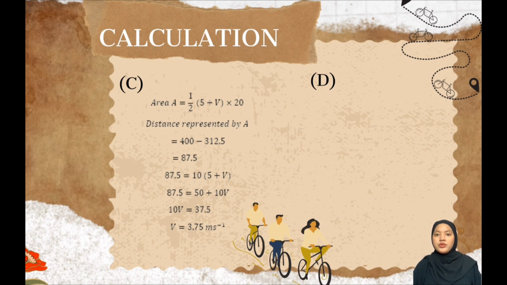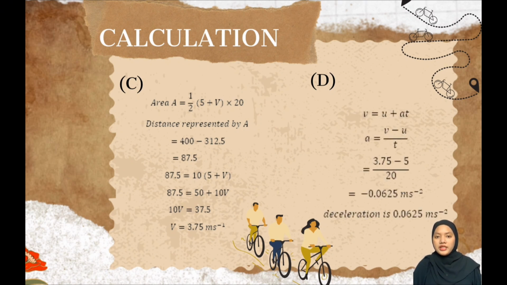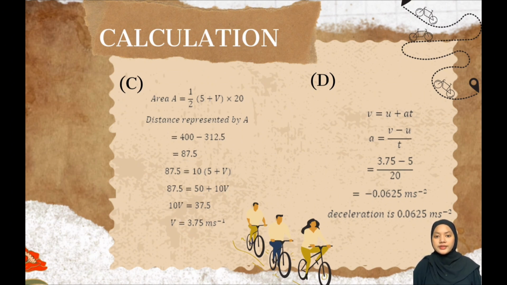After we get this answer, insert back to the formula and we get v equals 3.75 meters per second. The last part is we need to find the deceleration. We use the formula a equals v minus u, divided by t. 3.75 minus 5, divided by 20, and we get negative 0.0625 meters per second squared. The deceleration is 0.0625 meters per second squared.